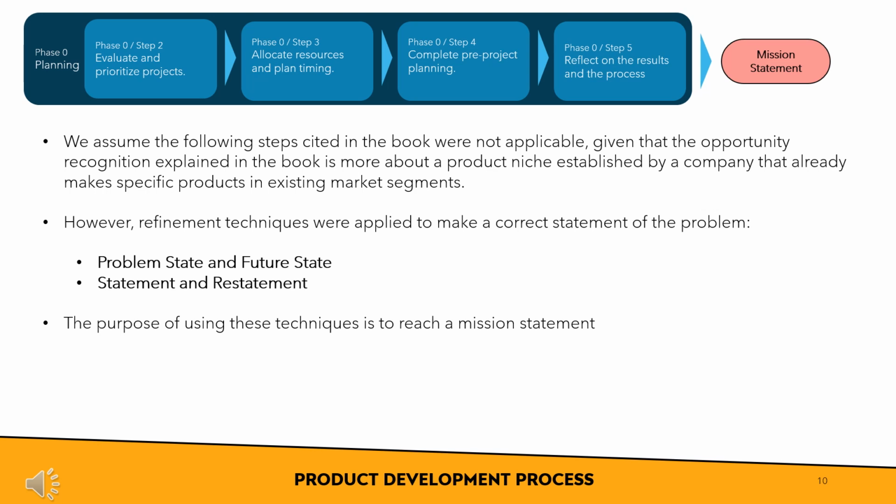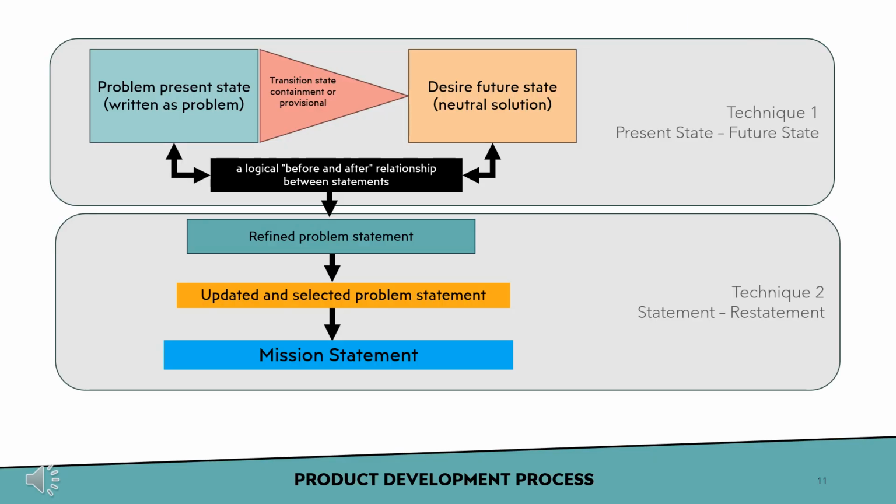in the book is more about a product niche established by a company that already makes specific products in existing market segments. However, refinement techniques were applied to make a correct statement of the problem state and future state, statement and restatement. The purpose of using these techniques is to reach a mission. This was the route for the application of the techniques, whose main idea is to refine the problem statement to question elements that had not been originally considered.